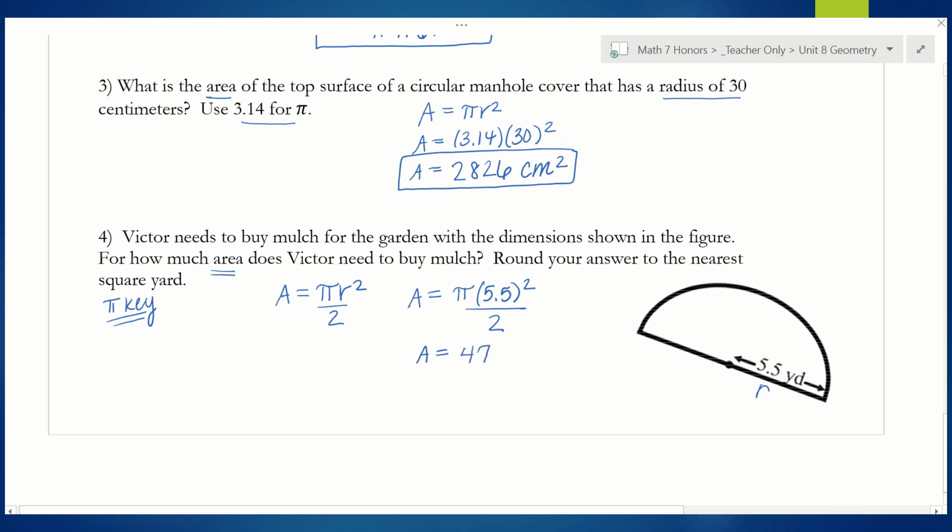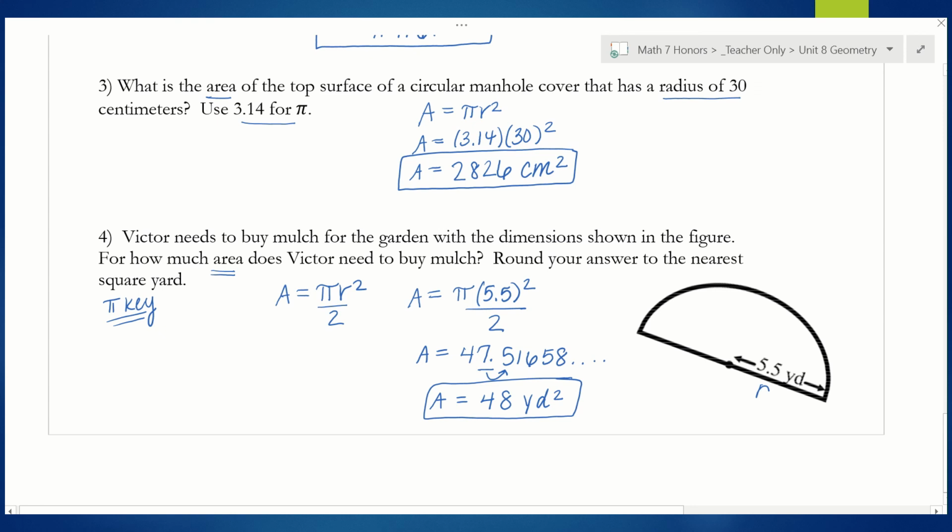And we're going to get 47.51658, and so on. But it says to the nearest square yard, so that implies that we went to the nearest whole number. So if I look here, because it's 0.5, I'm going to round that up to 48 yards squared. And that's it.